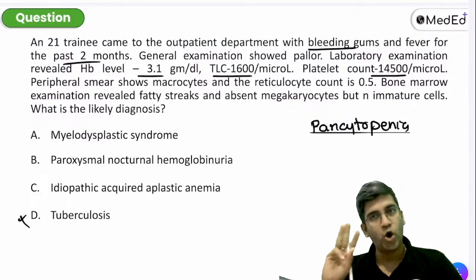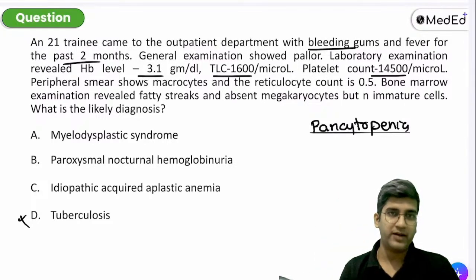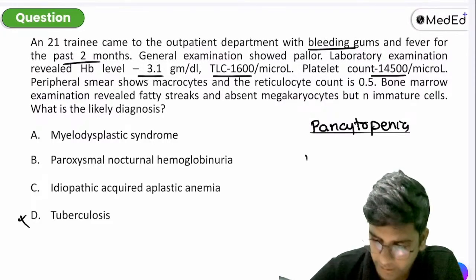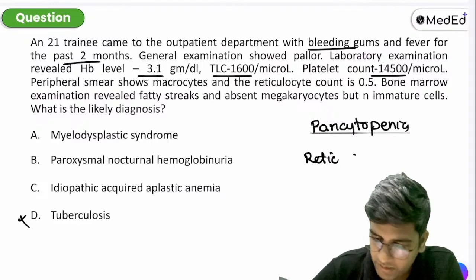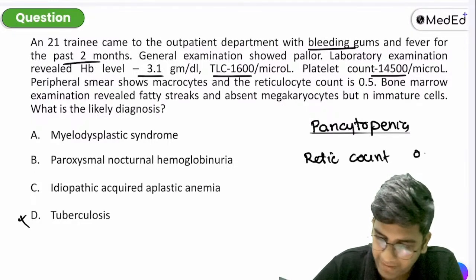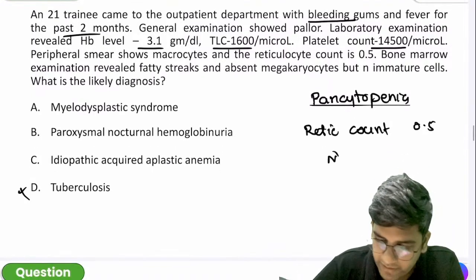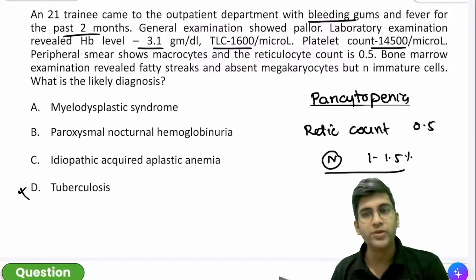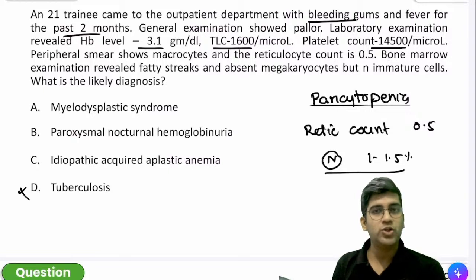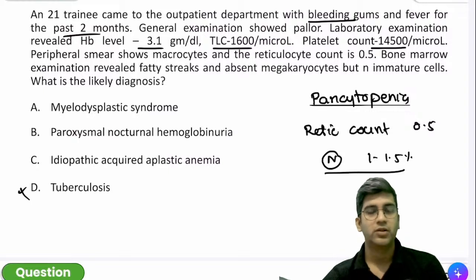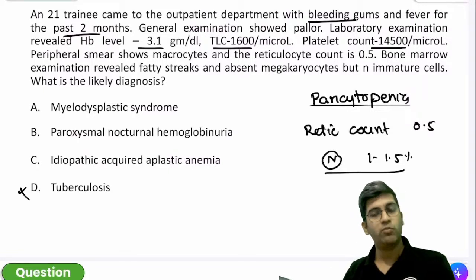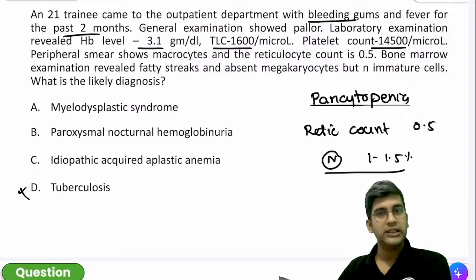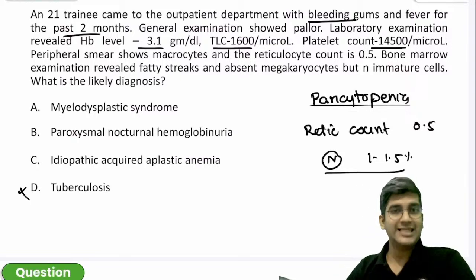A, B, C, all 3 of them can have pancytopenia, right? Peripheral smear shows macrocytes and a retic count of 0.5. That's a very important clue here. The normal reticulocyte count is 1 to 1.5% in an adult. So now here, is the retic count less or more? What do you think is happening? The retic count is less, right?